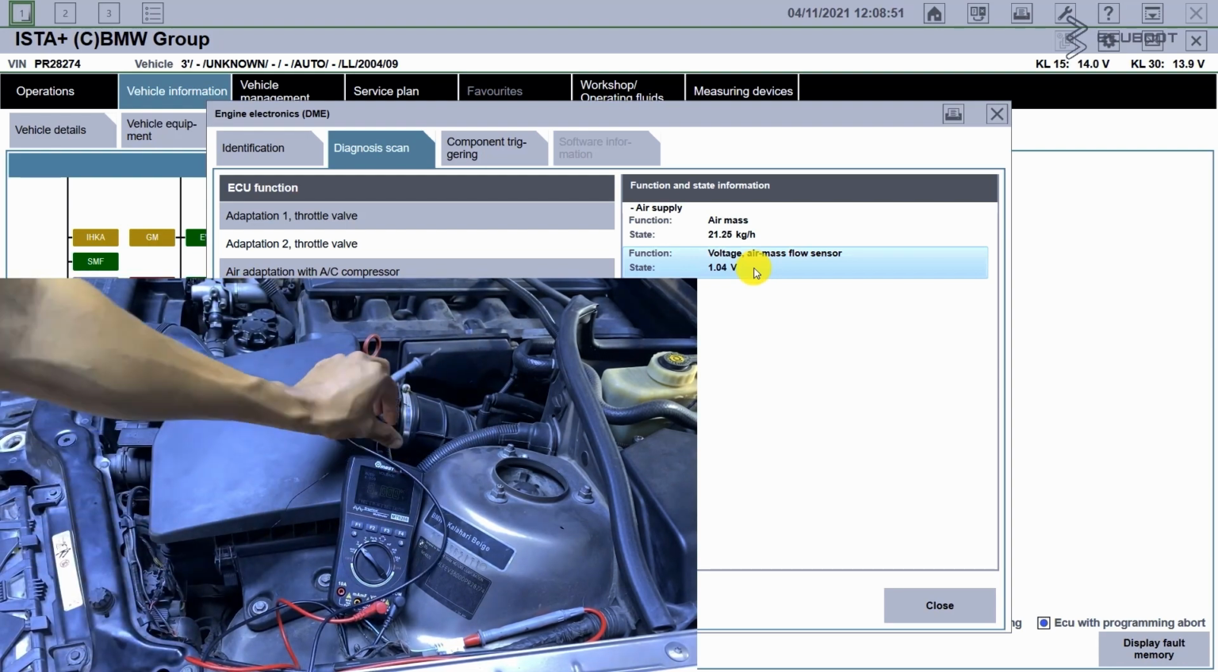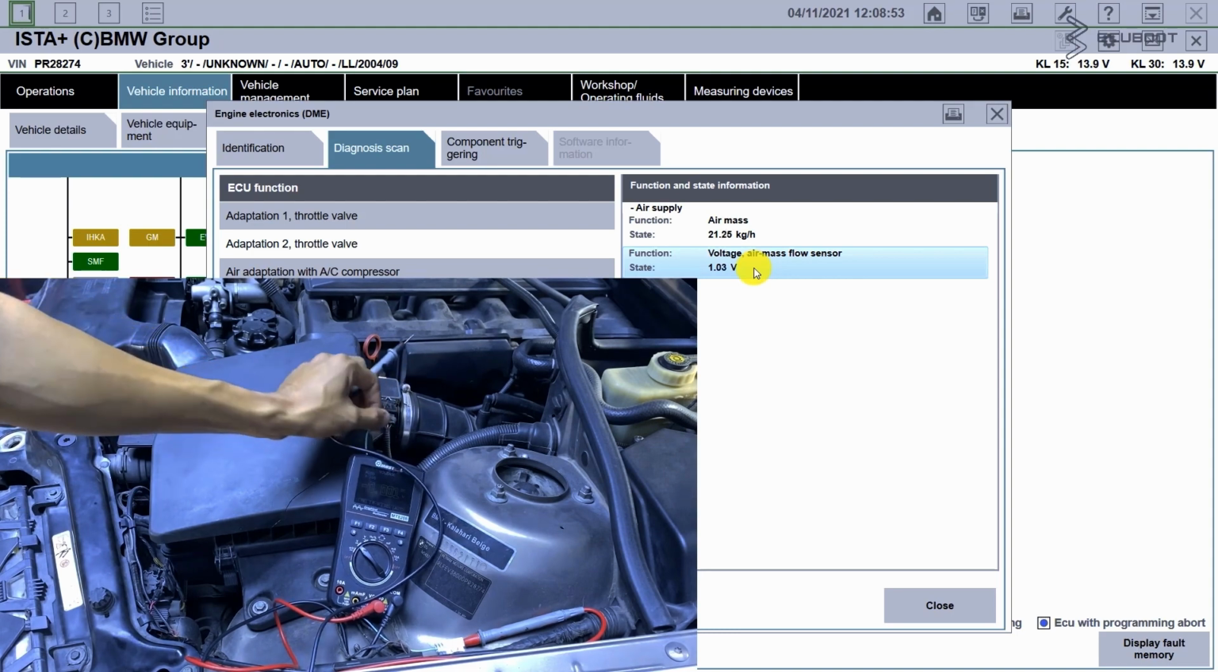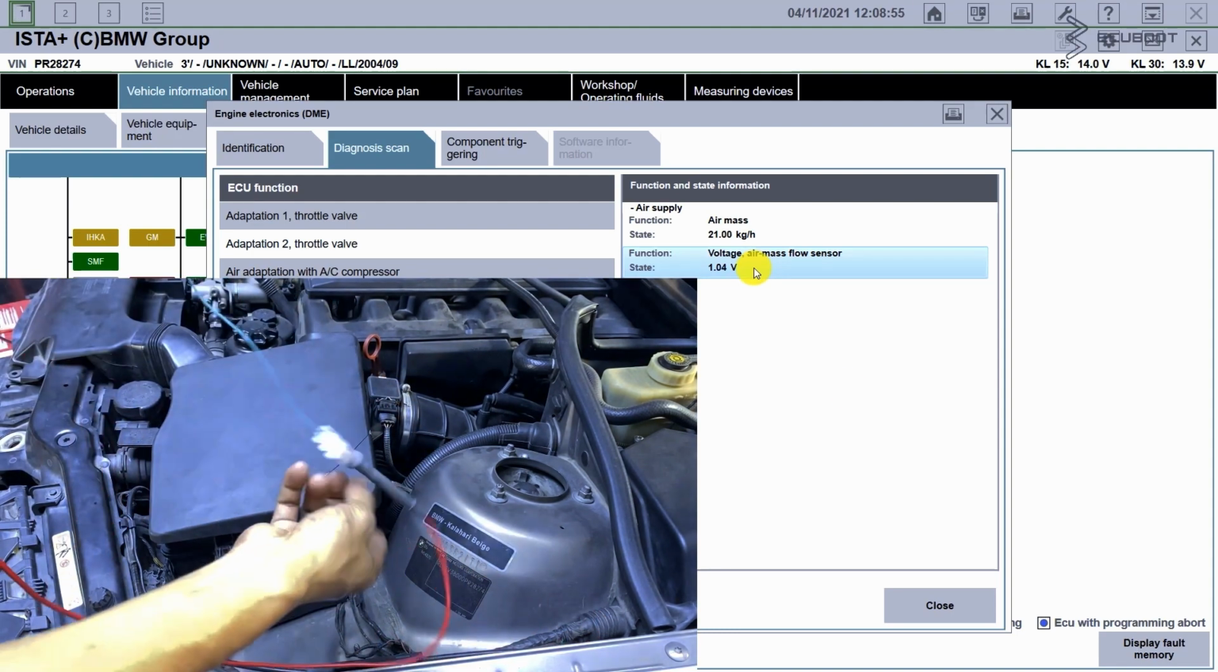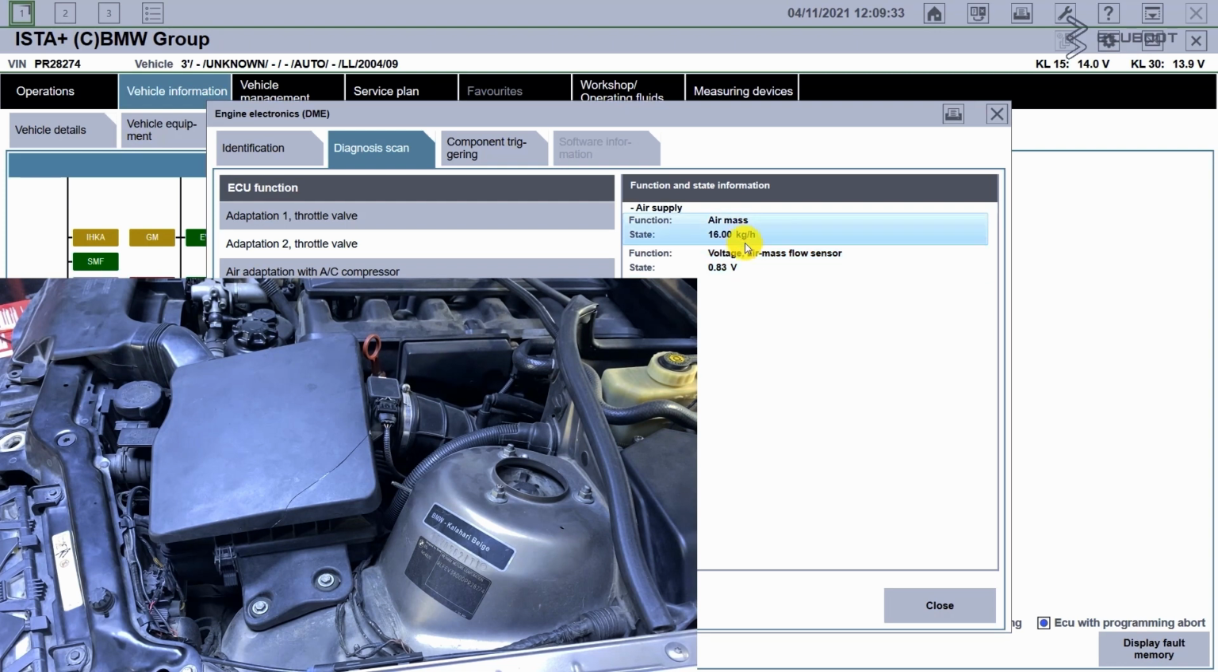So I think the issue might be that we have a leakage in our intake system. Furthermore, when our engine is stabilized, the amount of air mass will be between 13 to 16 kilograms per hour. This is a cold start, so the value must be higher in order to warm up the engine. And after a while, this amount will drop.